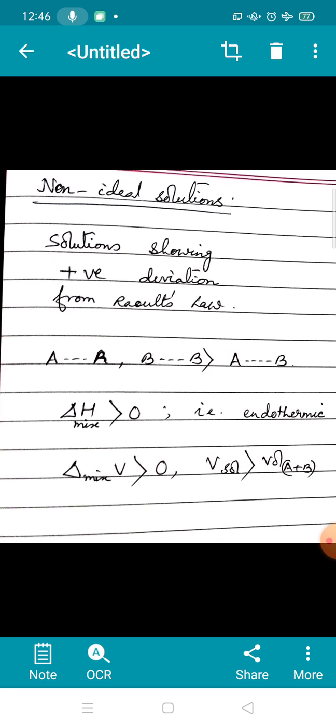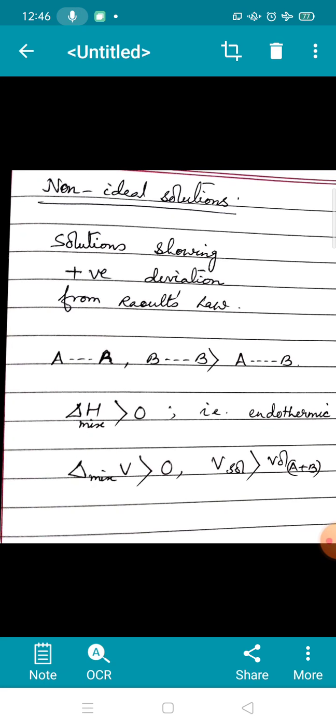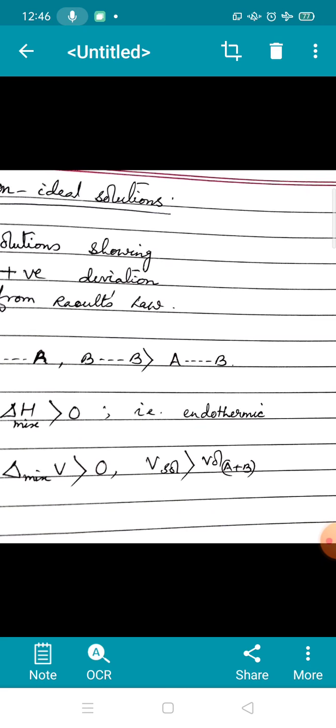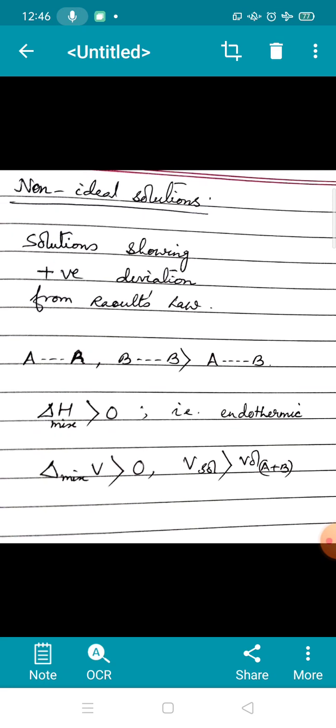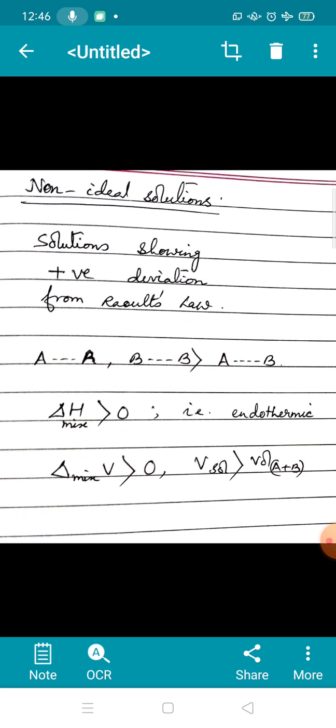Therefore, the net heat change will be endothermic in nature, because amount of heat required to break the bond is more than amount of energy released during formation of bond. So delta H mix is greater than 0, which means delta H is positive. That is, it is an endothermic process. You see, point-wise, if you have to remember, it's very easy to remember. All are greater than 0. But when it comes to practical application, you need to understand what does it really mean.